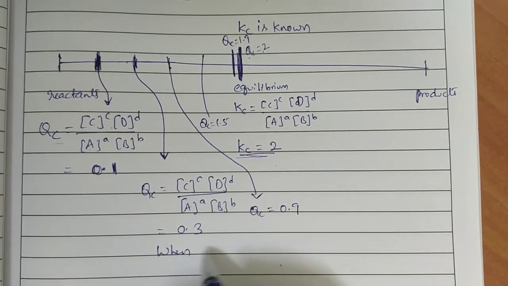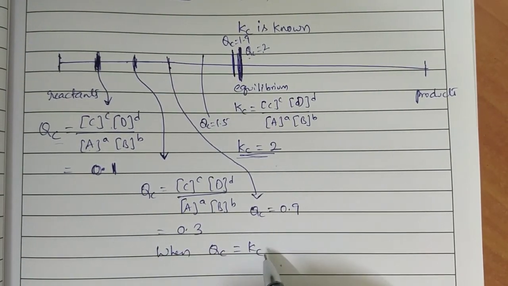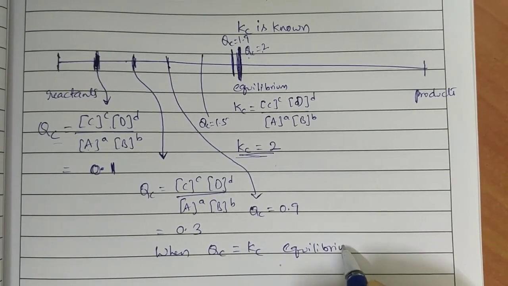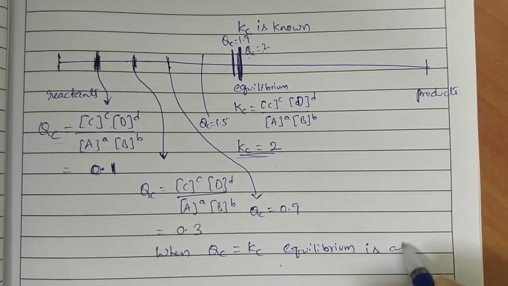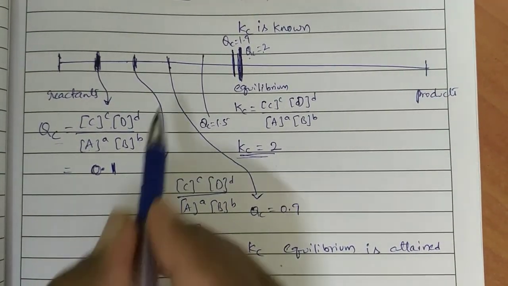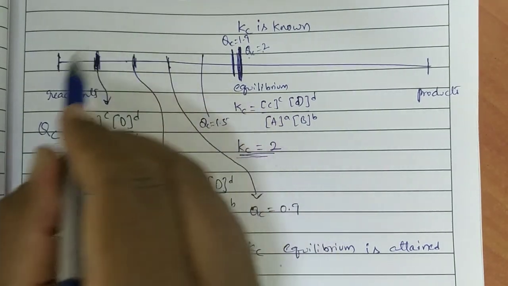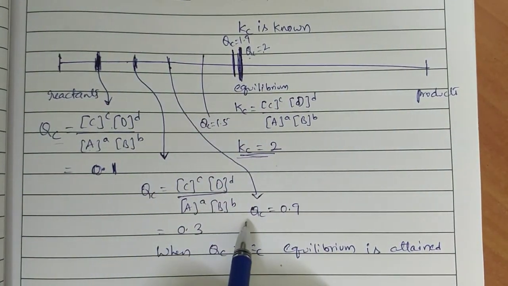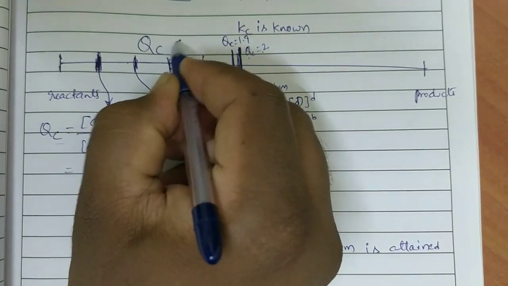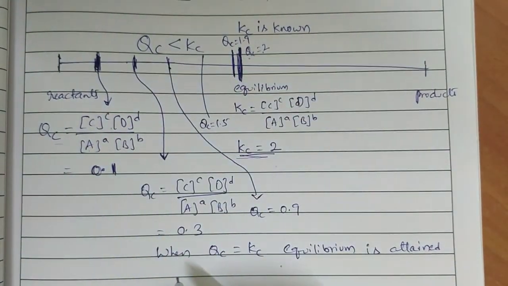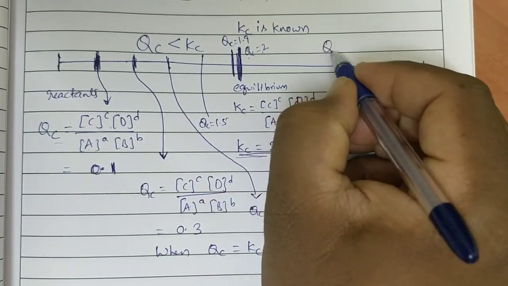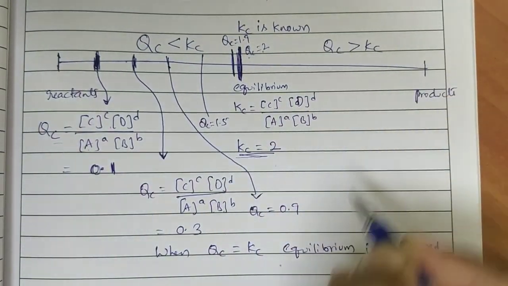When QC is equal to Kc, equilibrium is attained. So on the left hand side fully, QC value is less than Kc value. On the right hand side fully, QC is greater than Kc.